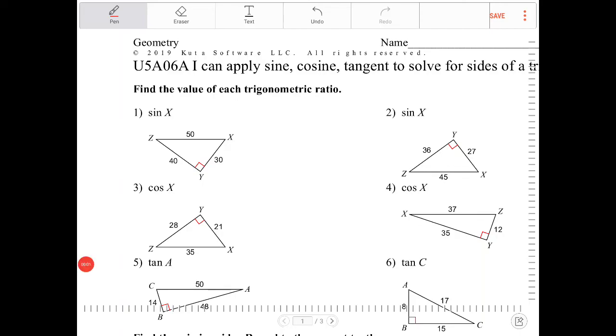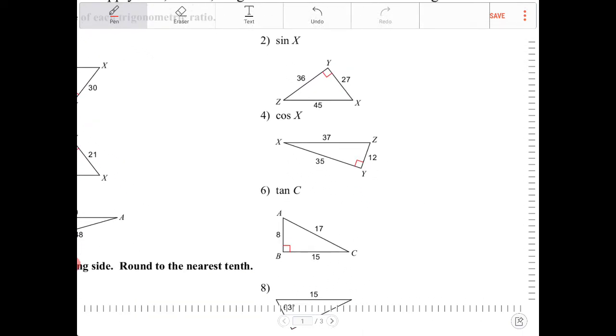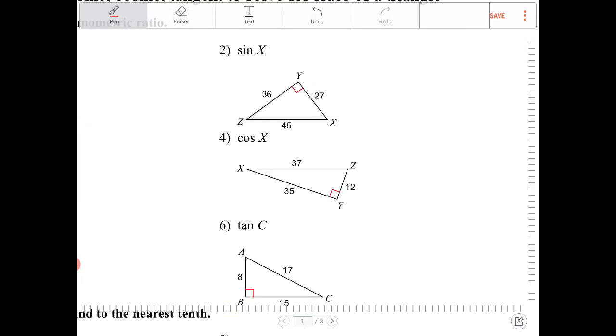Students, in this video, I will go through exercise U5A06A, where I will be applying concepts of sine, cosine, and tangent to solve for not sides of right triangles, but rather ratios of sides of right triangles. Let's take a look. So the instruction here reads, find the value of each trigonometric ratio. Okay, I want to go through only the even questions here, as you will use this to model the assignment, which is going to be all the odd questions.